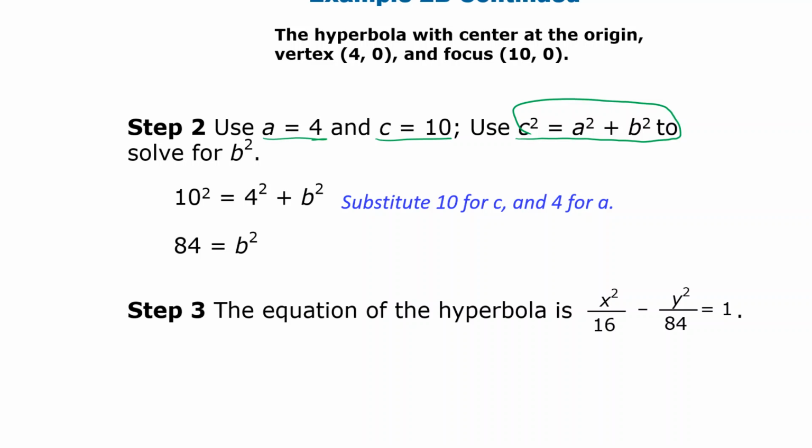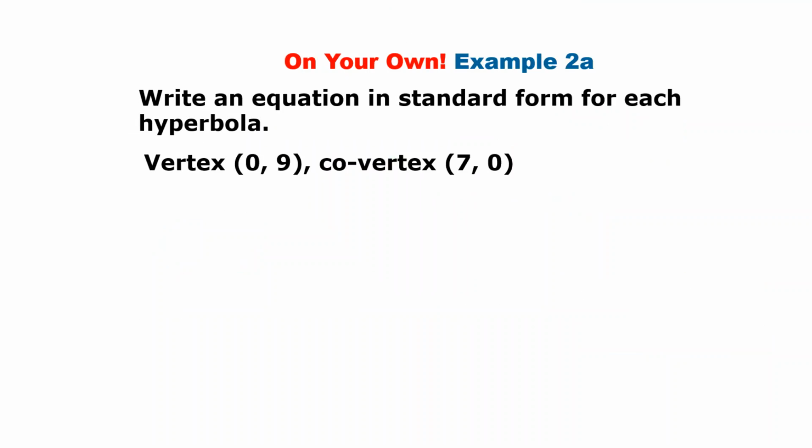So the equation of the hyperbola is right here: x squared over 16, which was my a squared, minus y squared over 84, which is my b squared, equals 1. All right, so try this one on your own. Turn the video off for just a minute and give it a try.